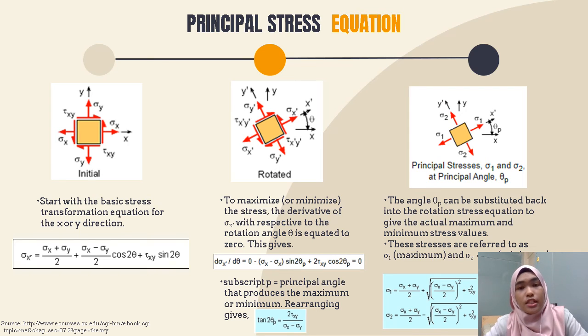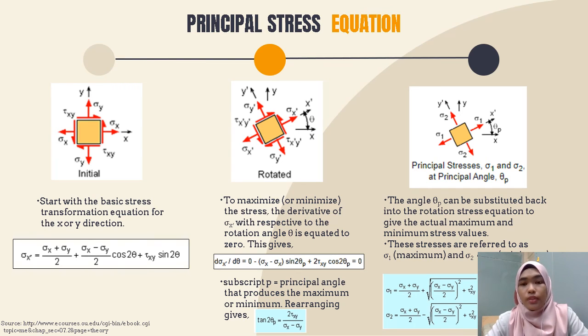So the principal stress equation is actually derived from the basic stress transformation equation for the x or y directions. To maximize or minimize the stress, the derivative of sigma with respect to the rotation angle is 0.